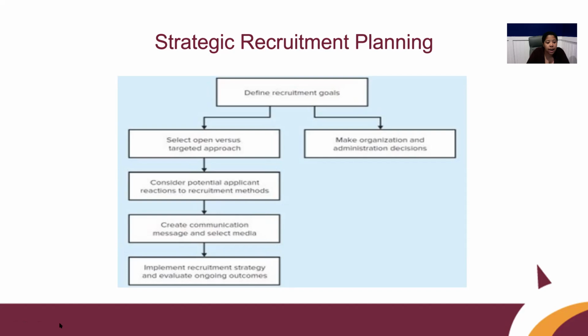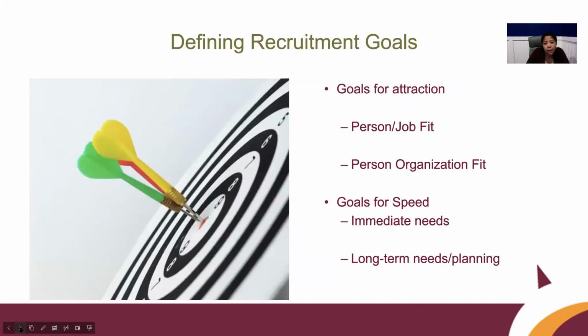So let's take a look at this flow chart in bits and pieces so that we know exactly what this recruitment planning process really does look like step by step. I won't go over each individual step because I think your book does an awesome job of some of the steps in the process, but there are some that I really want to hit home and make sure that you are aware of.